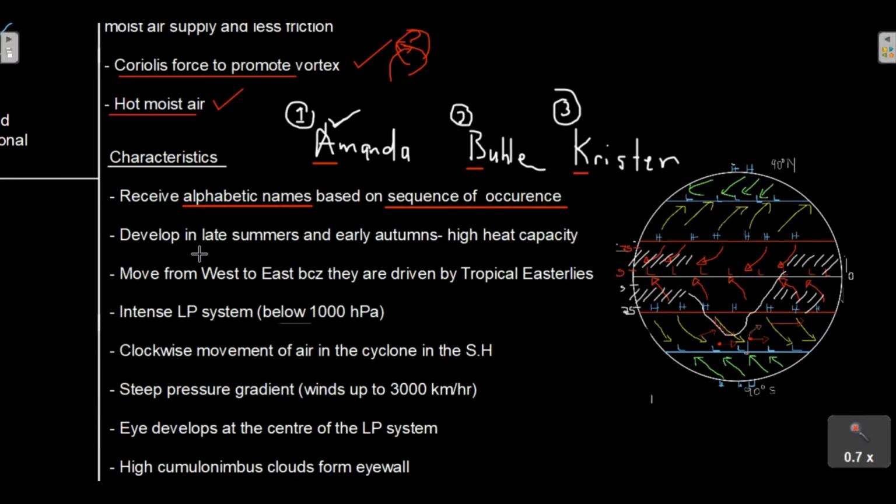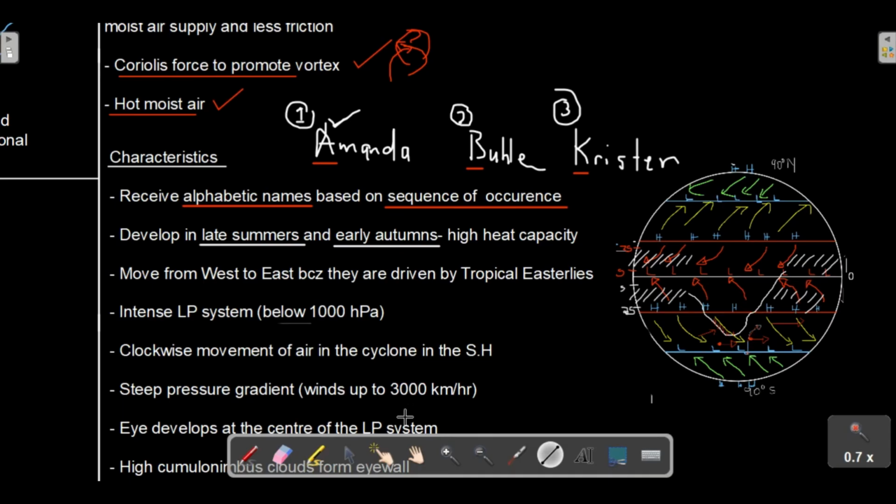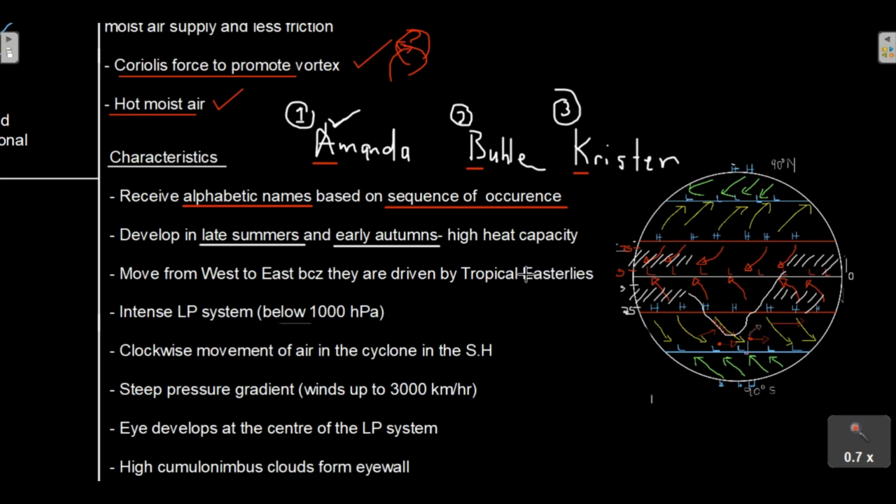Say that tropical cyclones develop in late summers and early autumns. Okay, why don't they develop in early summers? Why late summers?